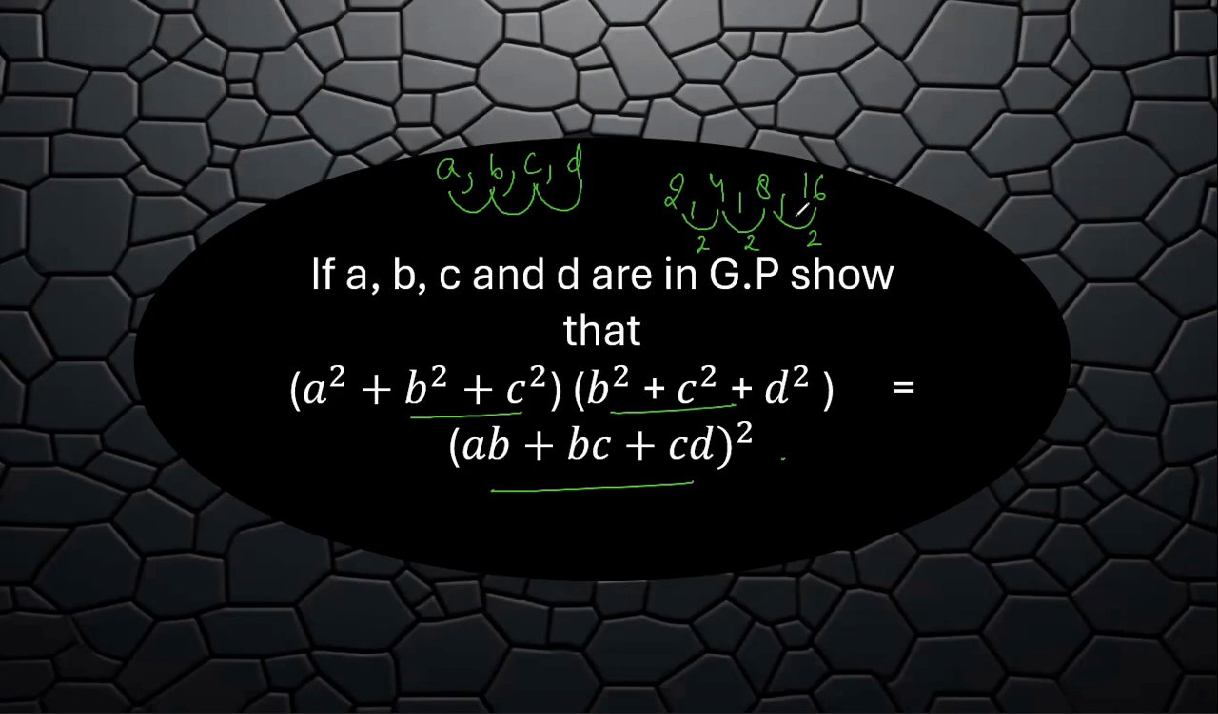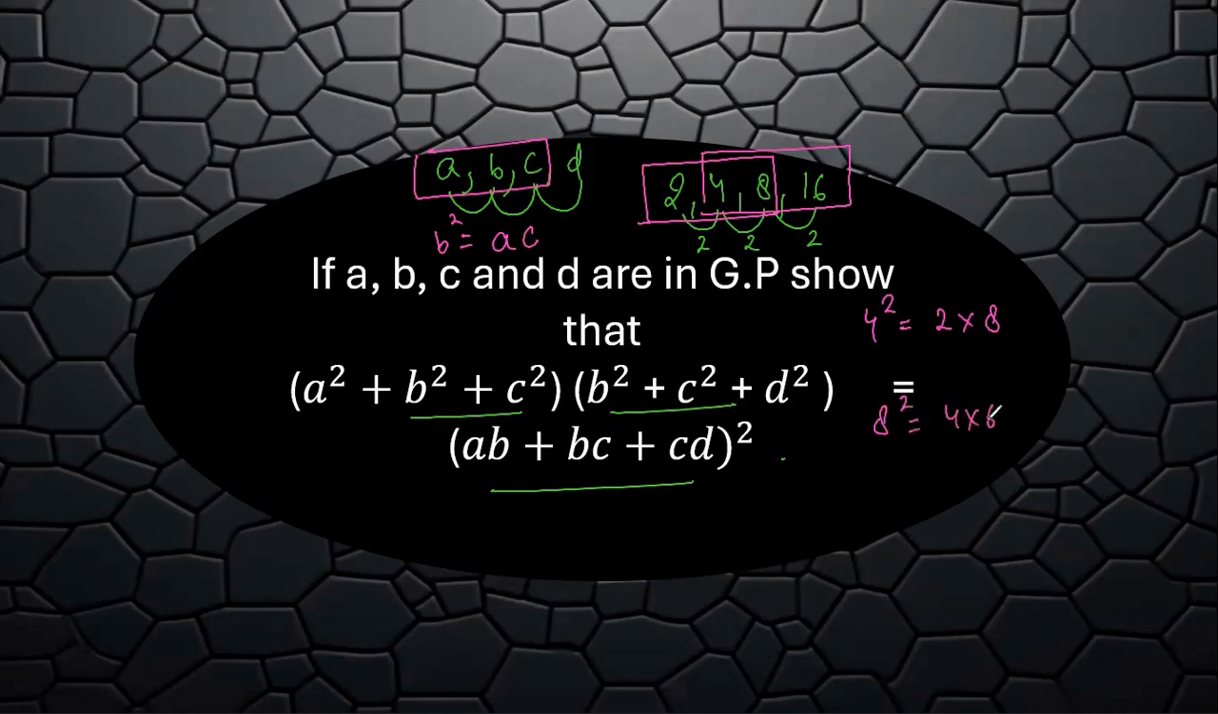Now, one very important thing: when four terms are in GP, or maybe more than that, let's take the first three terms. The square of the second one is equal to the product of the other two. So from this I can conclude that B square is equal to AC. Next, let's take the other three terms, 4, 8, and 16. The square of 8 is equal to 4 times 16, which is 64 equals 64.